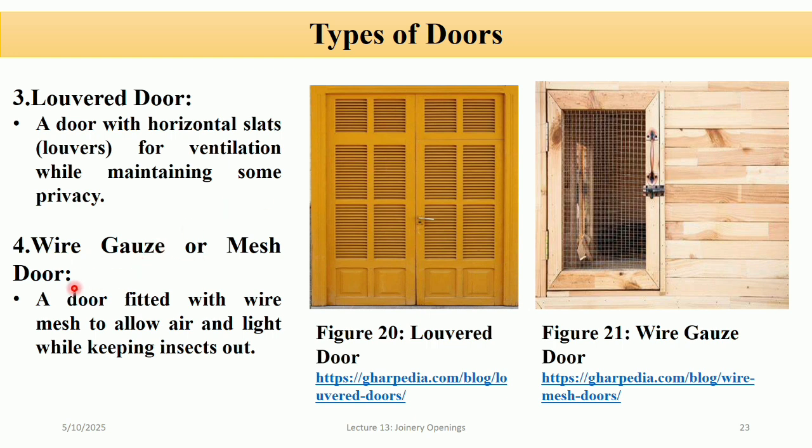Wire gauze or mesh door. A door fitted with wire mesh to allow air and light while keeping insects out. It is used in kitchens, balconies, verandas, and entry doors in warm climates to promote airflow while acting as a screen.